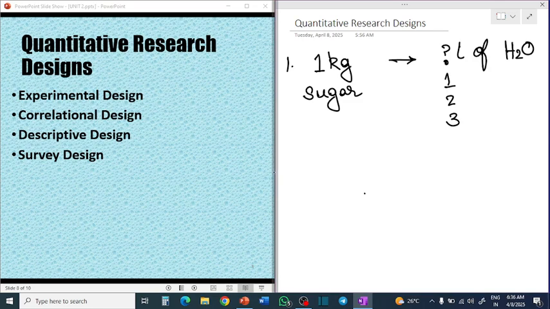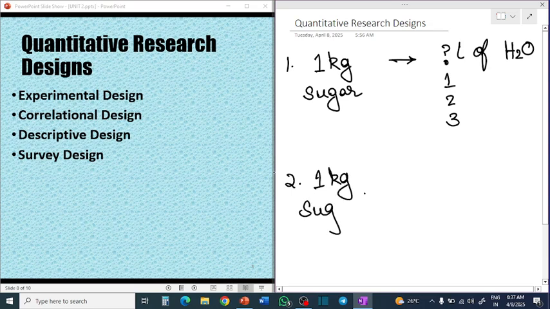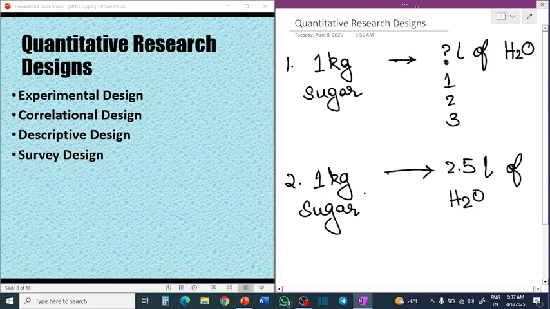Second, we come to correlation. In correlation, the changes are observed, but nothing is done from our side. Suppose we see that 1 kg of sugar is dissolved in 2.5 liters of water. So in correlation, we will not make any changes. We will only report what is present in the relation between sugar and water.